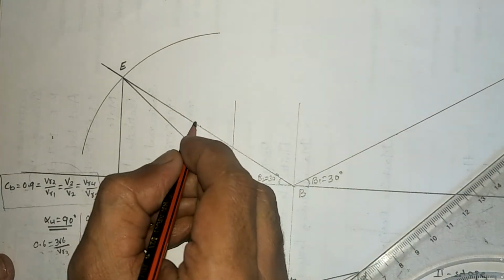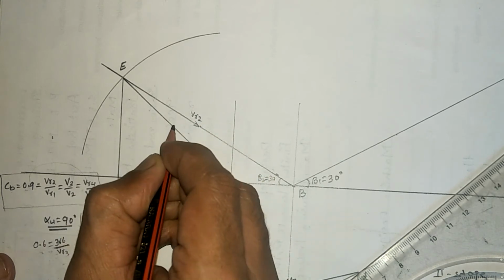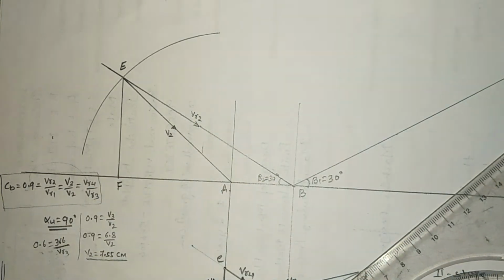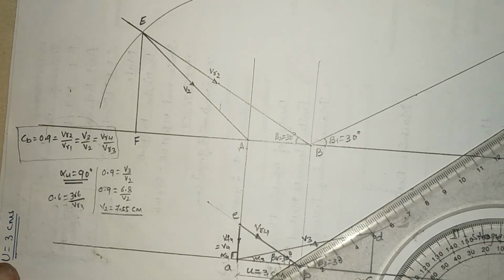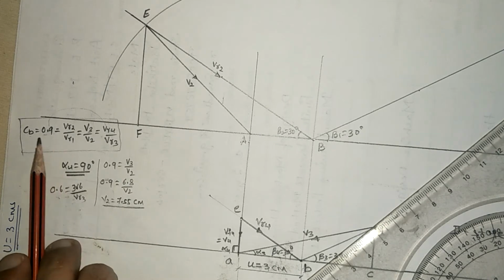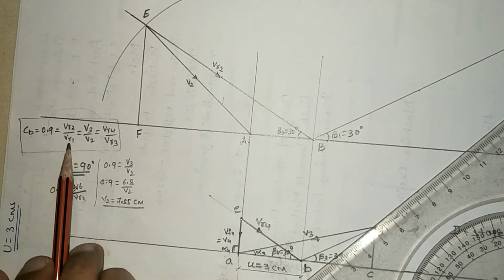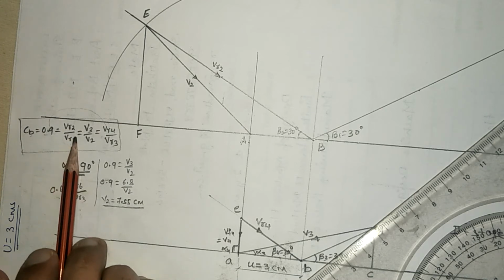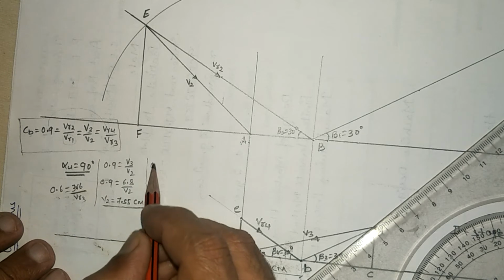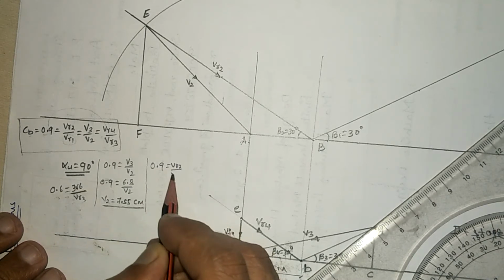So this length is VR2 and this is V2. Now I need to calculate the value of VR1. Again from this equation, CB is equal to VR2 by VR1. So I need to calculate the value of VR1 here. So 0.9 is equal to VR2 by VR1.